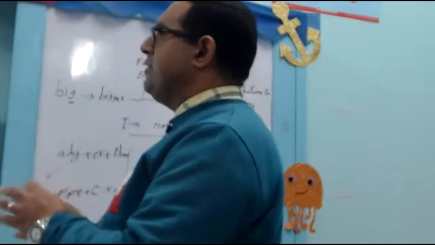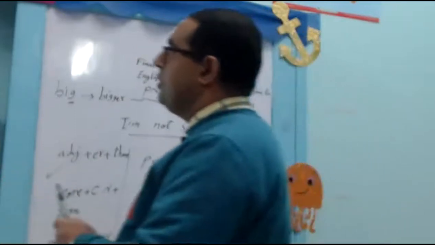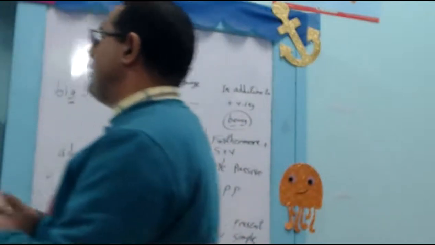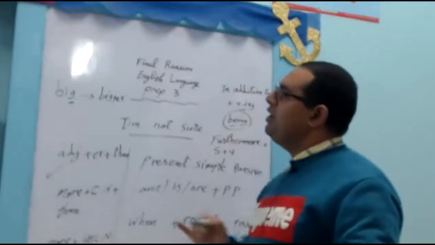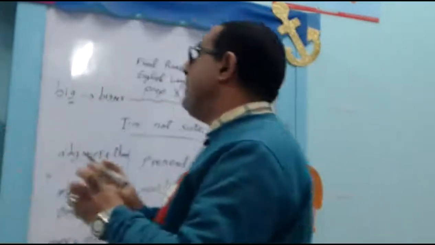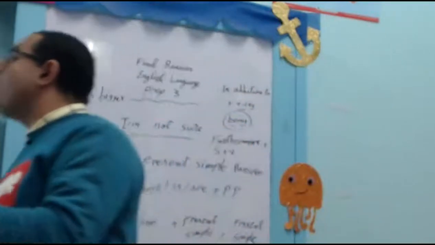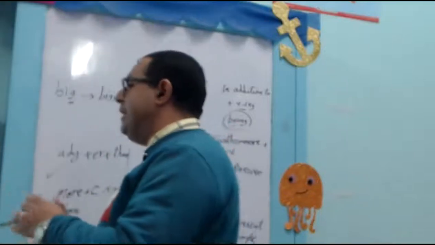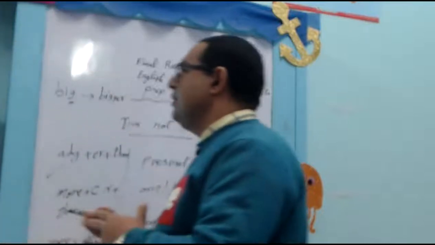Maha studies very well in addition to being clever, or in addition to getting full marks. And I told you that in addition to should be followed by verb plus ing. Is that clear? Or sometimes it's followed by a noun. For example, in addition to sports, I practice listening to music and so on. You understand? Okay.